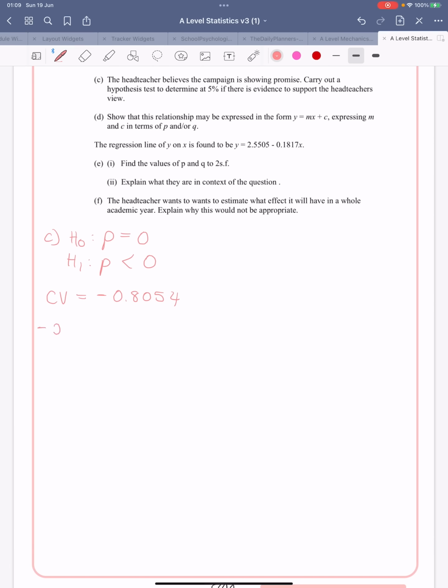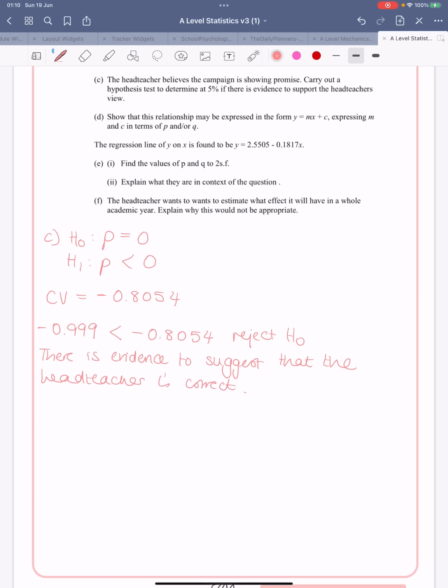So we know that minus 0.999 is less than minus 0.8054, because it's therefore smaller, in the tails. So it's not what we expect it to be. We want everything to be in our happy space. If it's not there, we can reject H0. And we say there is evidence to suggest that the head teacher is correct. Right? So we're just talking about evidence. If it was the other way round, there is not enough evidence to reject H0 and show that the head teacher is correct. So we're always talking about evidence here.